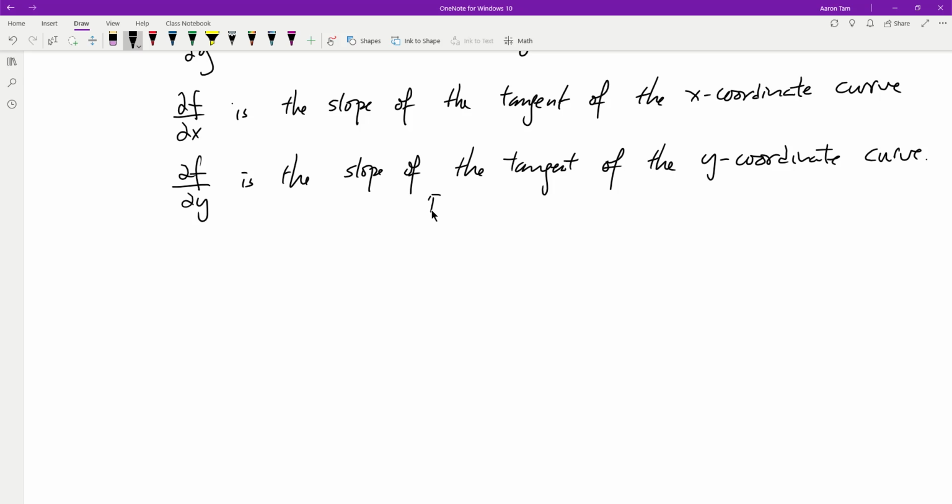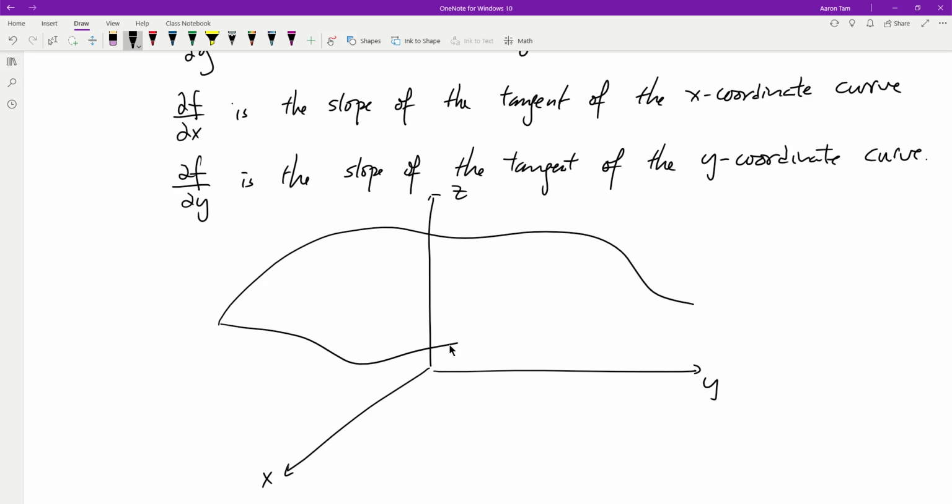So how does it work? Well, let me see if I can draw you a picture to show you. Hopefully, I'm not very good at drawing pictures with my writing tablet, but let's see if we can do this. So here's my x, y, z space.